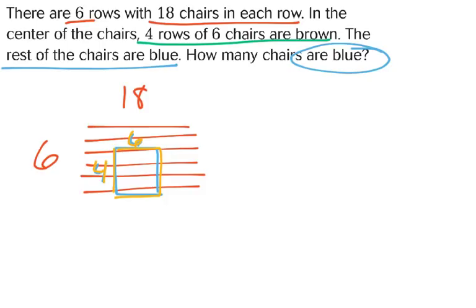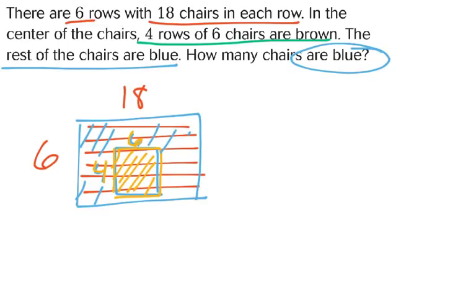So I need to figure out what is all the way around this little box that I made in the middle. In order for me to do that, I'm going to figure out how many total chairs I have. I'm going to figure out how many are in that brown section in here. After I figure out that brown section, I can figure out how many are blue, which is what's all the way around here. Okay, so let's figure out our total.